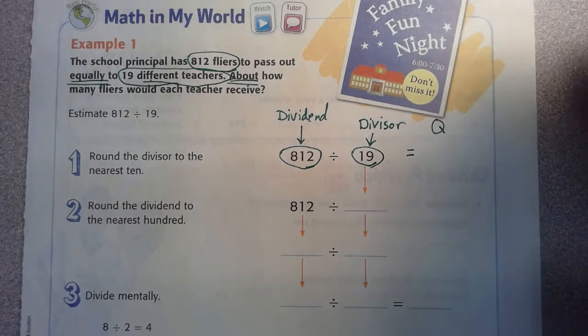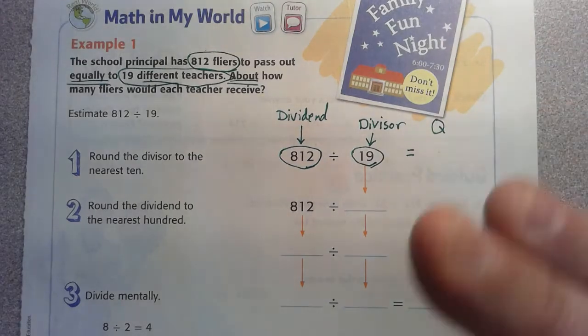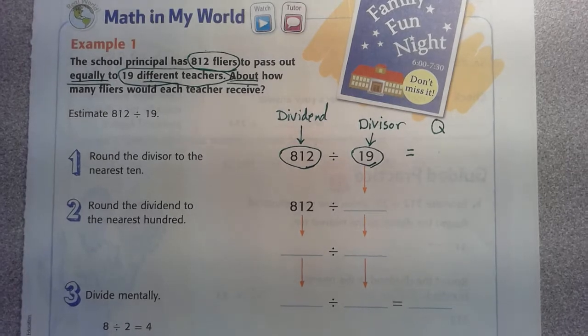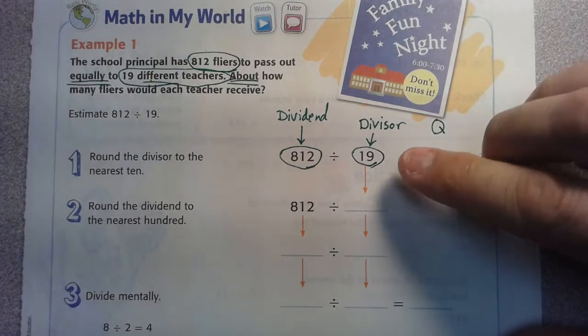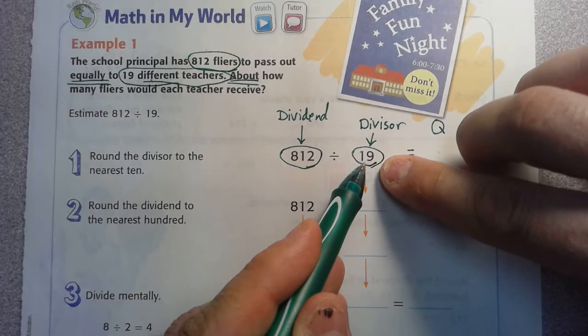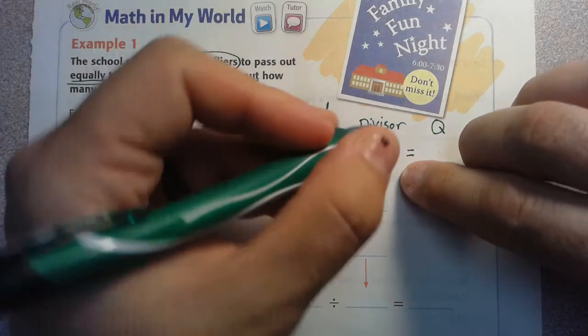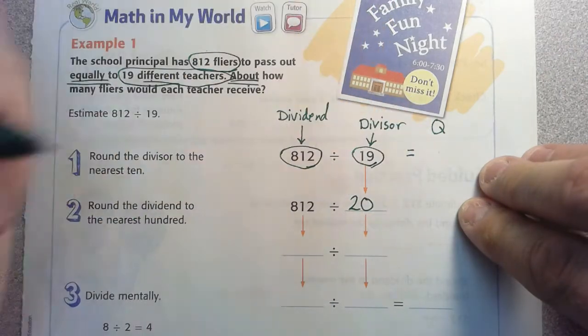So we're going to round these and make them numbers easier. And remember what I said? You want to round your numbers to give you as many zeros as possible. So what are we going to round this 19 to? 20. He says 20. Let's round that to a big 20 there.